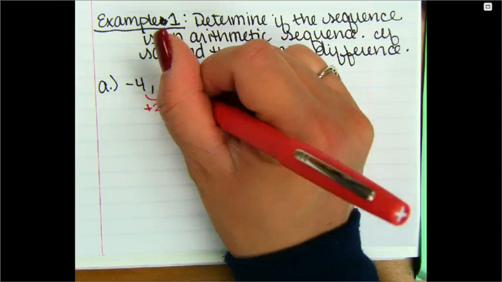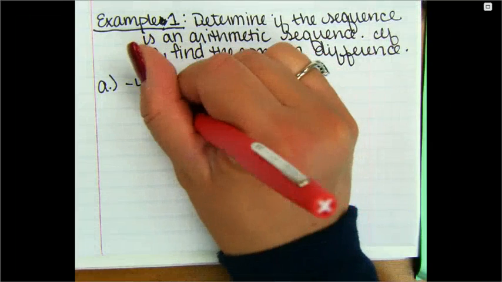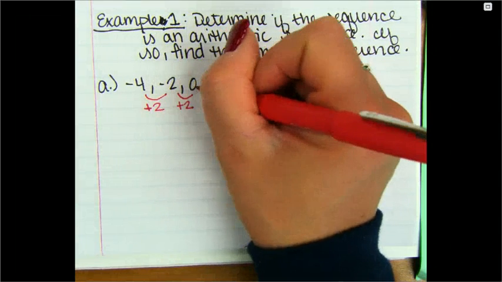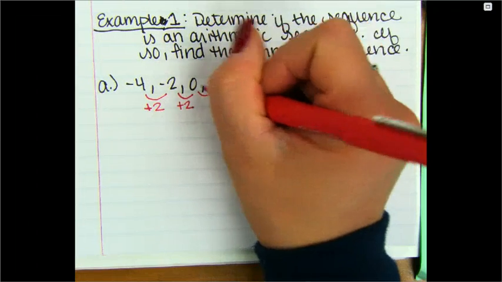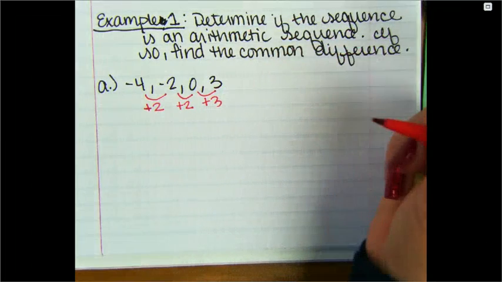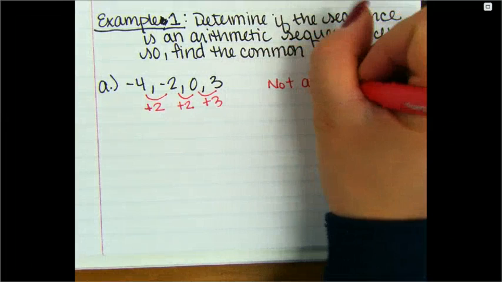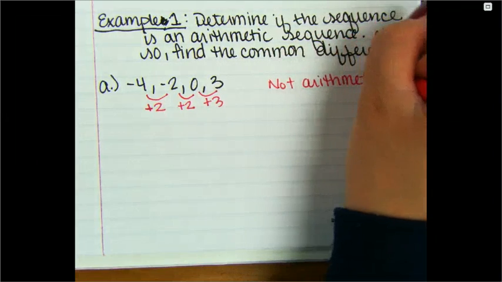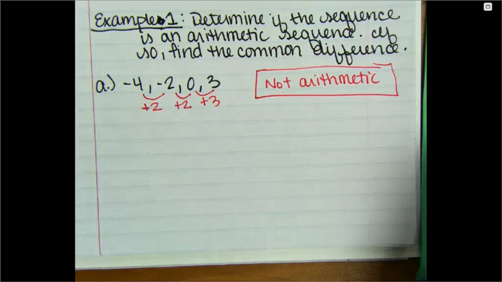What do you add to negative 2 to get to 0? Is it still positive 2? Yeah, negative 2 plus 2 is 0. What do you add from 0 to get to 3? Positive 3. Is it arithmetic? No. Why? Because it has to be the same number throughout. Because it has to be a common difference. So no, not arithmetic. Does that make sense?